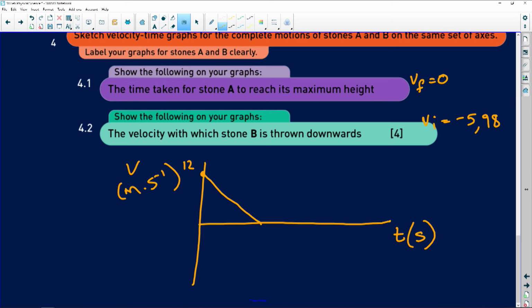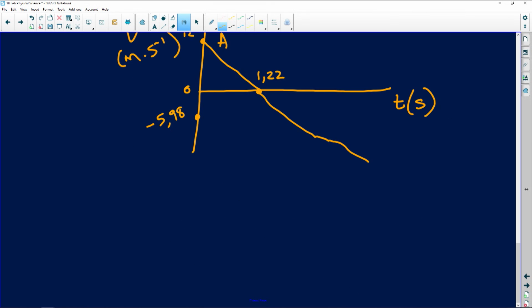It reached its maximum height after 1.22 seconds, and then it returned and it went past. And it went further than stone B, because it went up and it came down and fell through the height of the building. So this is stone A. Now, what did stone B do? So stone B, we've got to start our graph at minus 5.98. And now it went faster and faster. So I need to extend my page a bit more here.